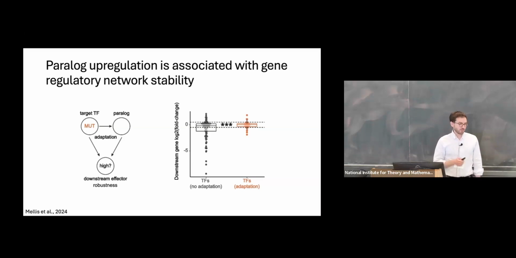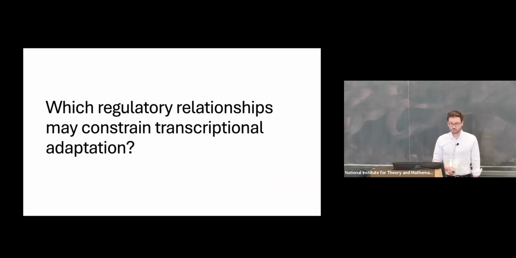And if there is no adaptation and there is no robustness, then the downstream genes would go wildly all over the place. And sure enough, what we see on the right panel on the x-axis, there are two groups: downstream targets of transcription factors that we saw no paralog upregulation for on the left. On the y-axis, you see the downstream gene expression changes, and you see that they go all over the place. But for transcription factors that do demonstrate adaptation or paralog upregulation, their downstream genes are very tightly controlled after knockout, suggesting that there is some sort of stabilization of their downstream gene regulatory network output.